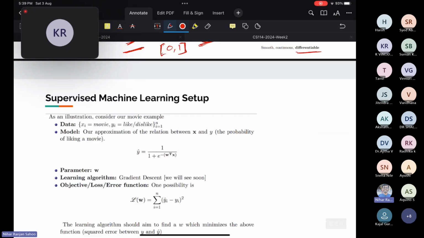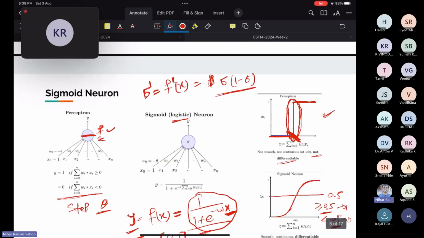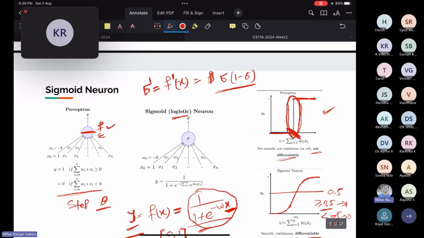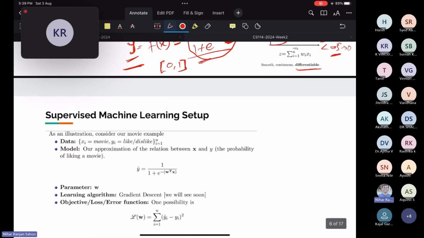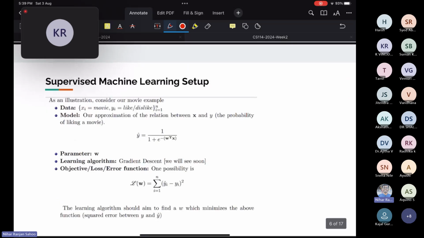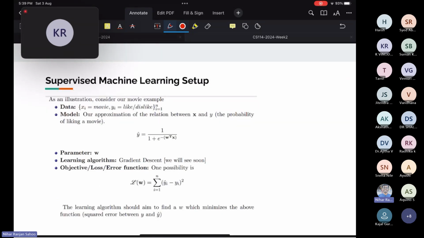Now we have some basic components to understand how supervised learning works. First, we understood the neuron, the pattern, and the network of neurons. We understood that the aggregation function has to be differentiable, and the function after aggregation also has to be differentiable. Now let's combine everything and gather all the components to understand the supervised learning setup.